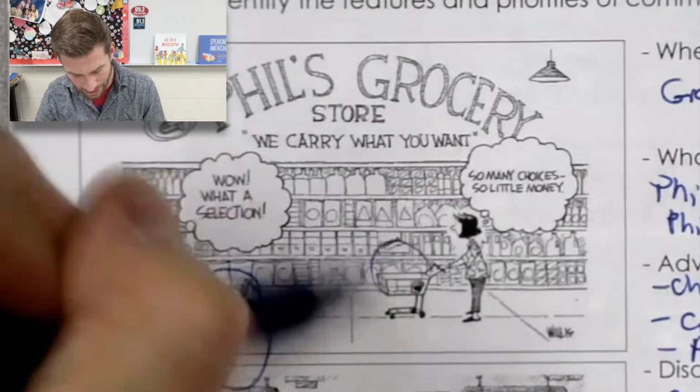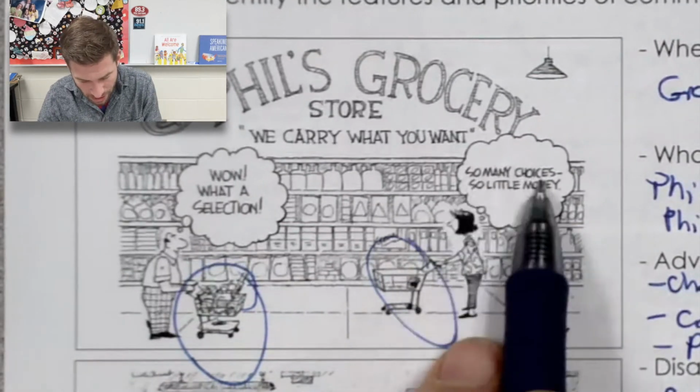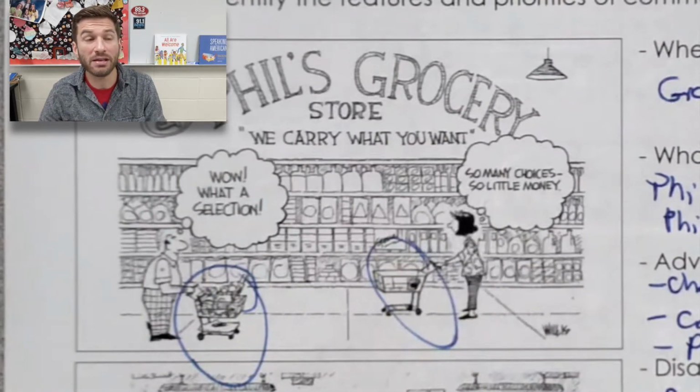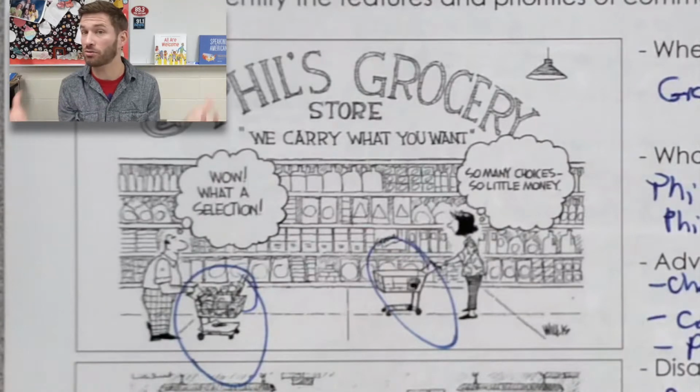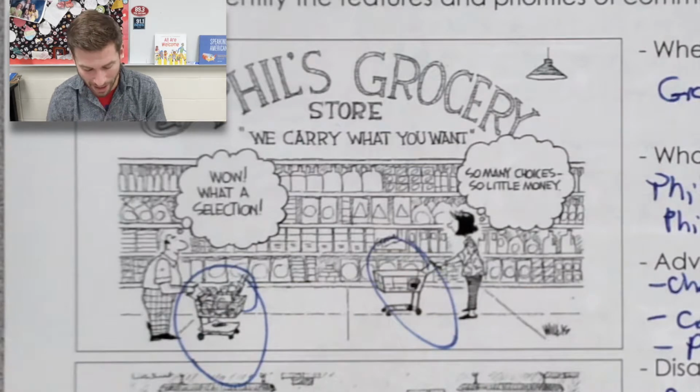But then we've got this lady here. And notice her cart is very empty. And she says, so many choices, so little money. And she doesn't mean, wow, there's so many choices and it's so cheap. She means, wow, there's a lot of choices and I myself, I don't have a lot of money, right?